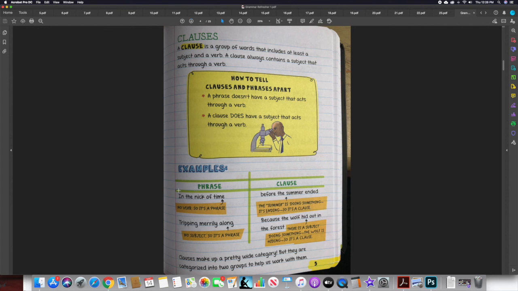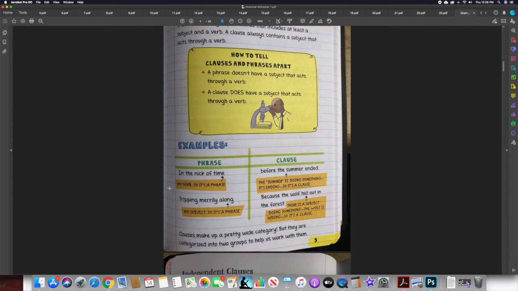Examples. Phrase: in the nick of time. No verb, so it's a phrase. Tripping merrily along. No subject, so it's a phrase. Before the summer ended. Summer is doing something. It's ending, so it's a clause.